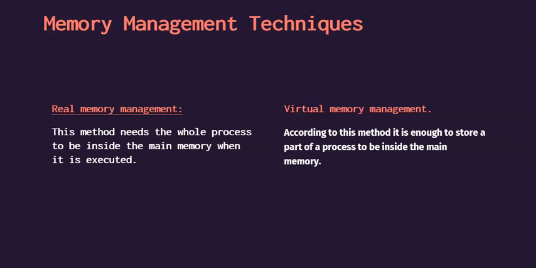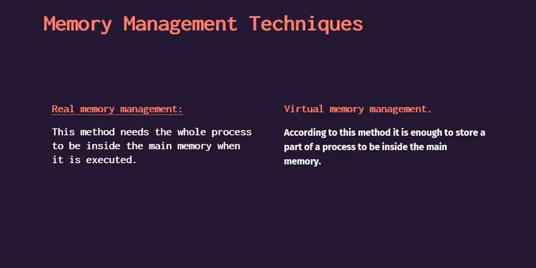If you go in for virtual memory management, with 50 lines of code, it is not necessary that all 50 lines be present inside your main memory. It is enough to have some, for example, if it is going to execute the 3rd line, 10th line and 18th line, only these lines need to be present inside your main memory.